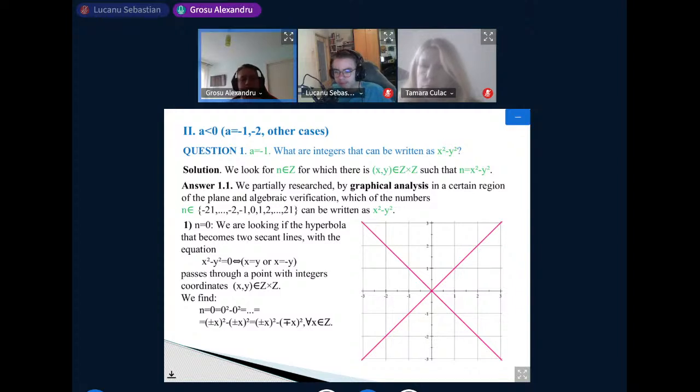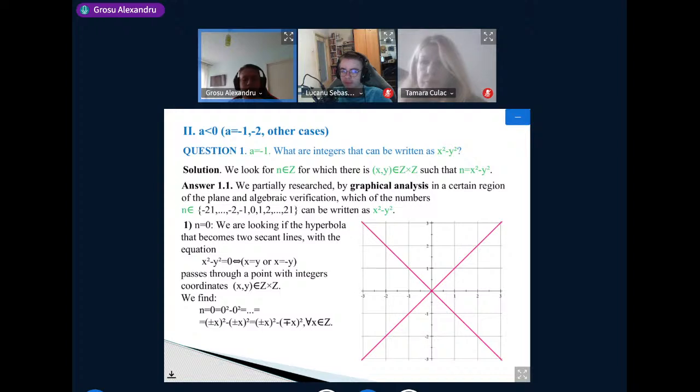So, in the second case, we have a smaller than 0. Then a equals -1, -2, and other cases. Question 1: when we have a equals -1, what are the integers that can be written as x squared minus y squared? Solution. We look for integers n for which there are integers x and y such that n equals x squared minus y squared.